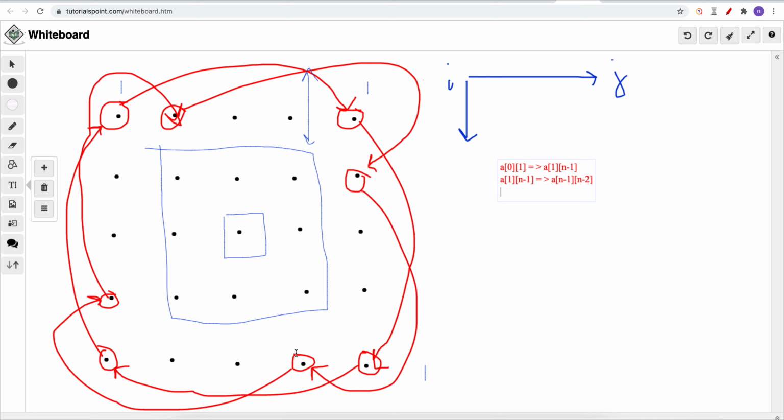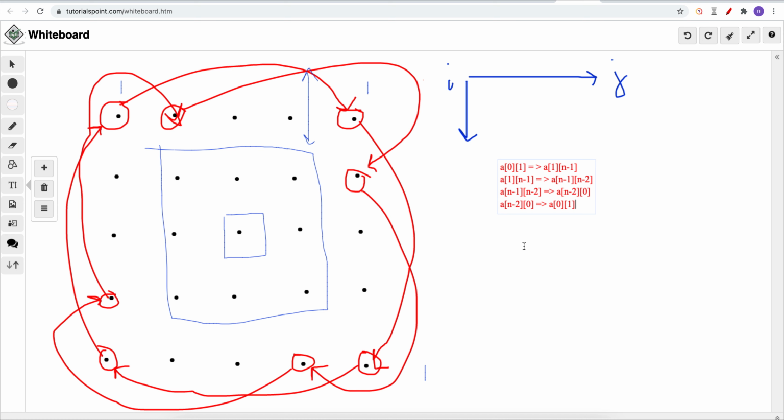For this node we move to this node, which is here, I is equal to n minus 2, J is 0. A of n minus 1, n minus 2 will go to A of n minus 2, 0. Similarly for the last one, which is A of n minus 2, 0, this will go to A of 0, 1. This is how we complete this node. Similarly this node, and so on.